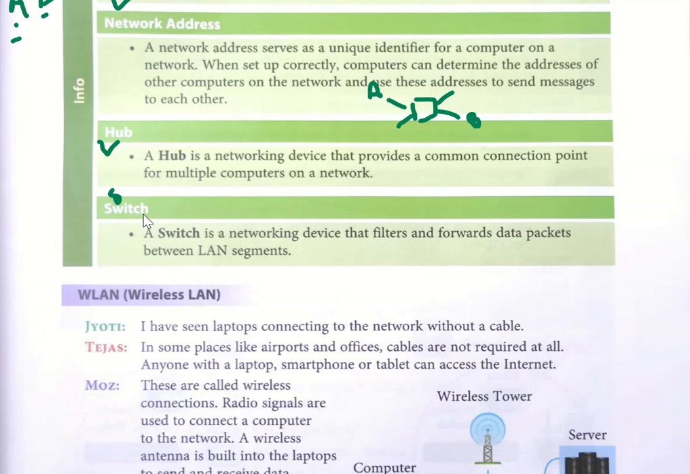But if we are talking about the switch, then the switch is more intelligent than the hub. In the case of a switch, when A sends a message for B, it first detects whether that machine or computer is in the same network or not. If it is in the same network, then the switch simply sends that message only to B. It will not send that message to any other device connected to the switch.